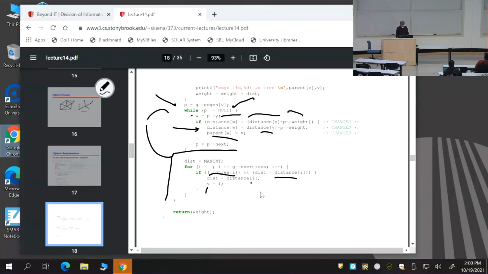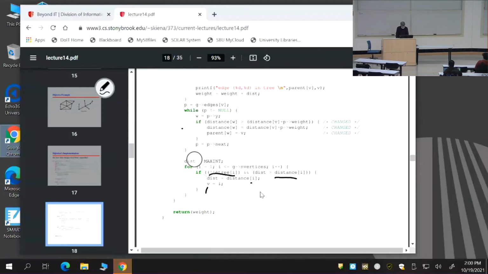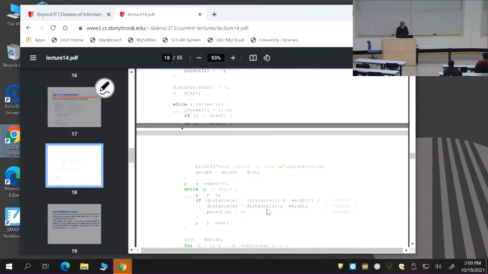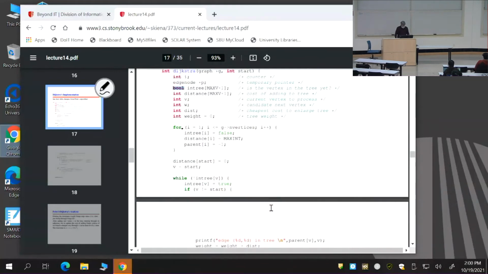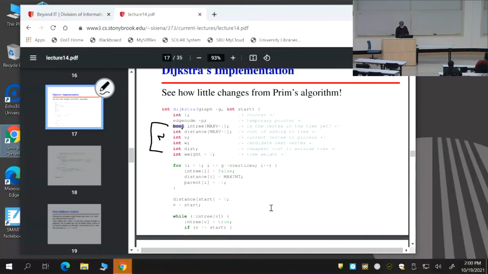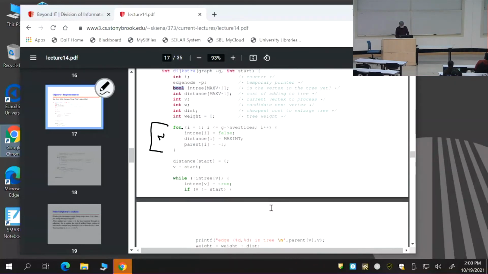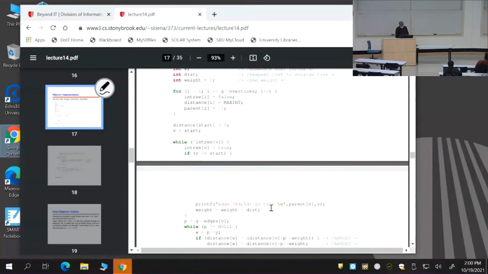Do people see how Dijkstra's algorithm works? Any questions? What is the running time of Dijkstra's algorithm? Let's take a look at this and figure that out. Well, what are we going to do? This is going to be order what? For each vertex, set some flags. What's that going to be? O of n. What is this? Sorry about that, let's blow this away.